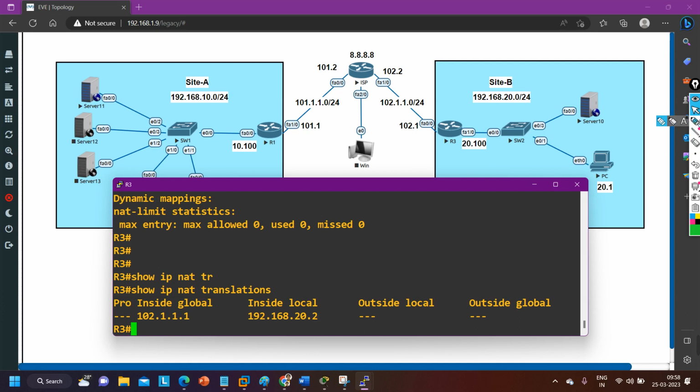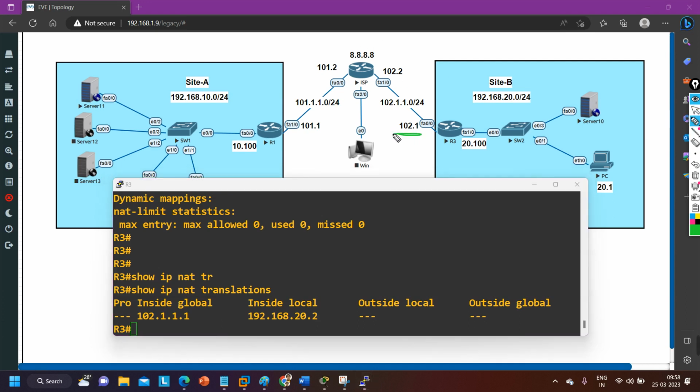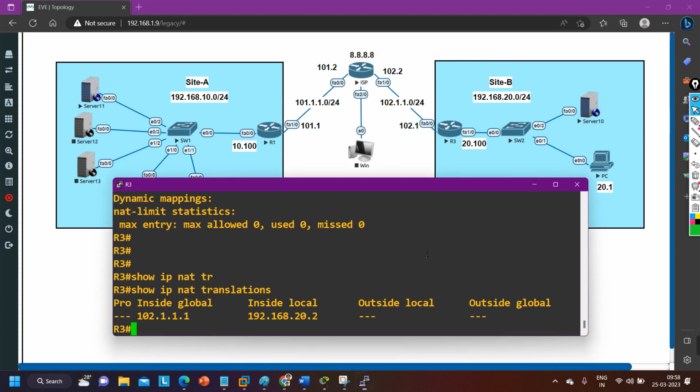So guys, from the ISP router, if I ping this IP address now, ping 192.168.1.1, not this IP address, this public IP address, sorry, 102.1.1.1. It will not ping this interface, it will ping this server. It will ping this server. Yes or no? Later on I will show you that also. So this is a static NAT configuration.